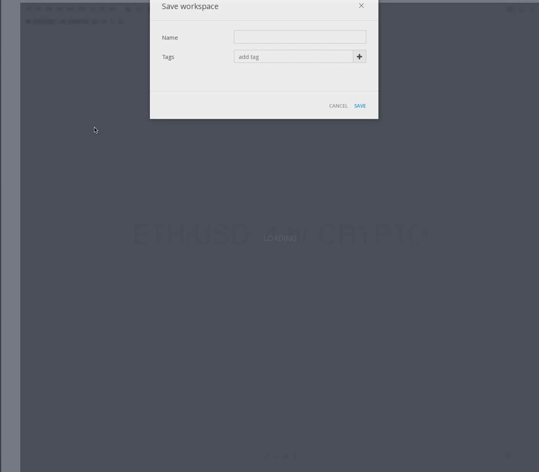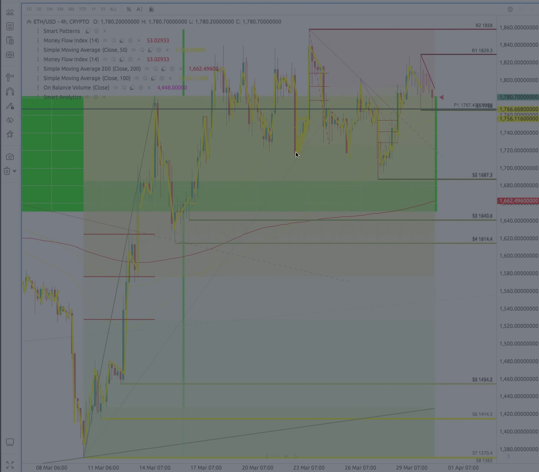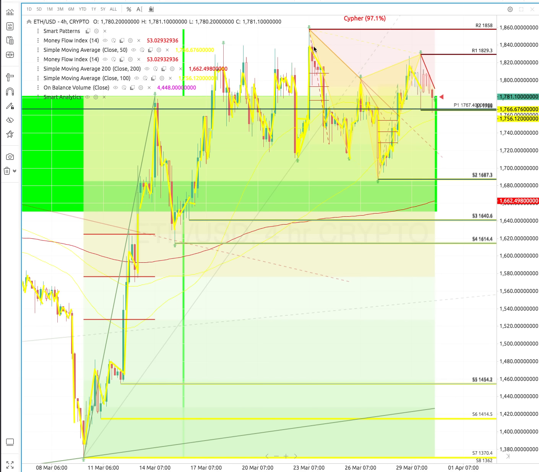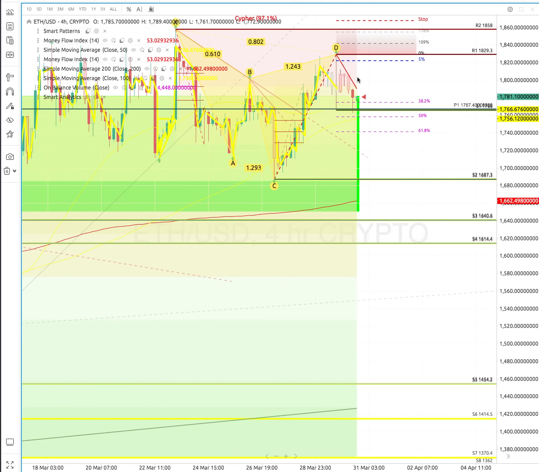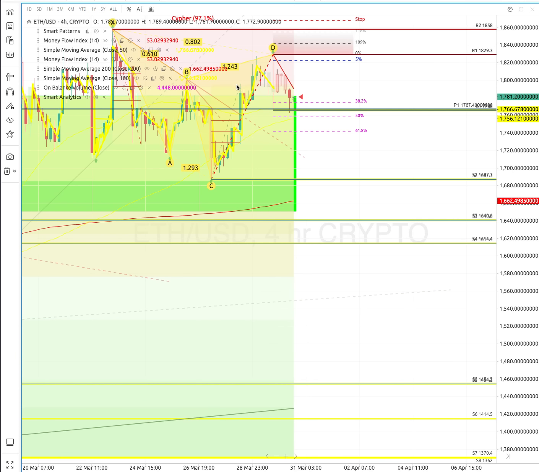All right, so we're on Ethereum right now. As you can see, this move looks like it's already been happening. This is the trade that we got into yesterday or 2 days ago, when we saw the cipher pattern. We actually sold 2 days ago.